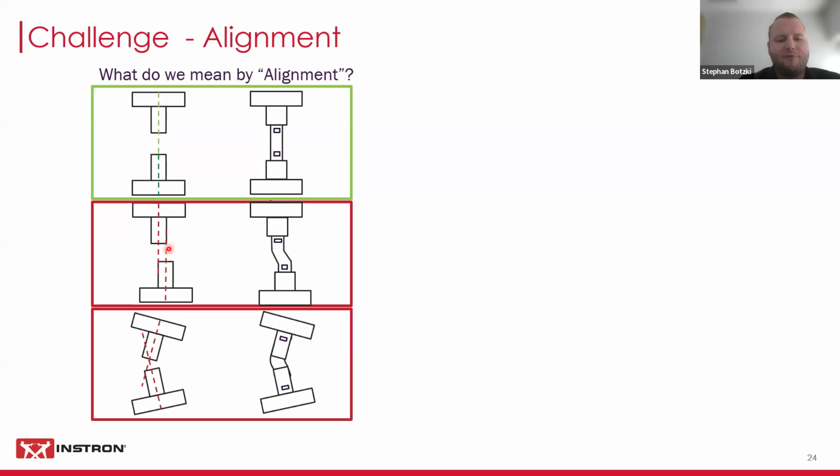So if you have your grips offset to each other in any kind of direction, you would have to correct for that. Otherwise, you're going to pull your specimen not straight, right? You would pull it in some weird S shape, or you could have something like an angular error where your grips are not straight, and that also puts unwanted bending strains on your specimen when you're testing.